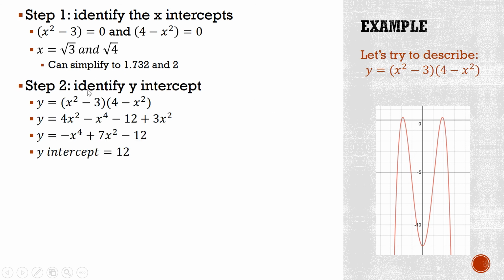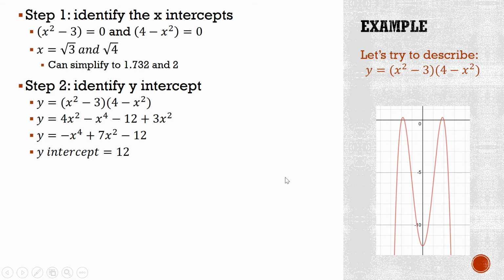Then we have to identify the y-intercept. I've actually gone and expanded this out to find it to be negative 12. But I just realised that you could have just made x squared be 0, so negative 3 times 4 is negative 12. That would have been a million times easier than what I did. So I would actually recommend just doing that.